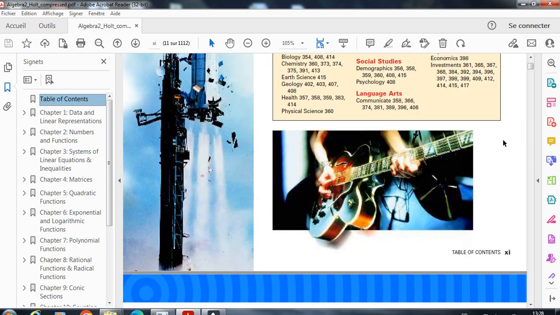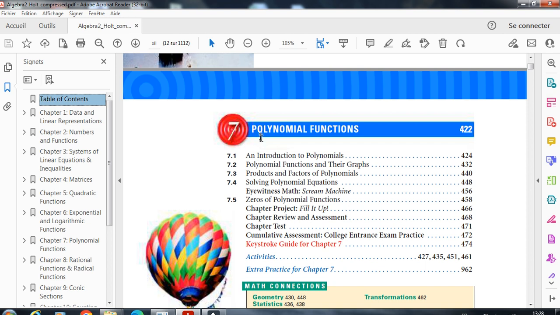Okay. Chapter number 7, polynomial functions: an introduction to polynomials, polynomial functions and their graphs, products and factors of polynomials, solving polynomial equations.